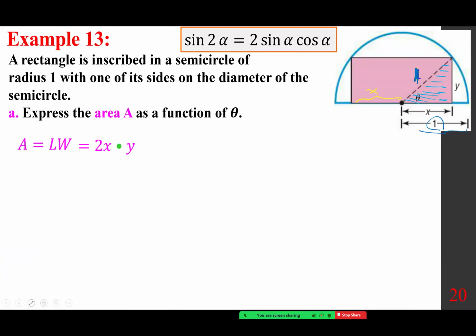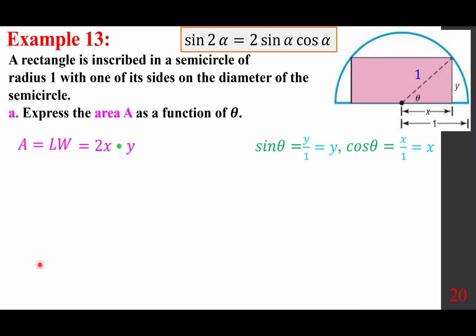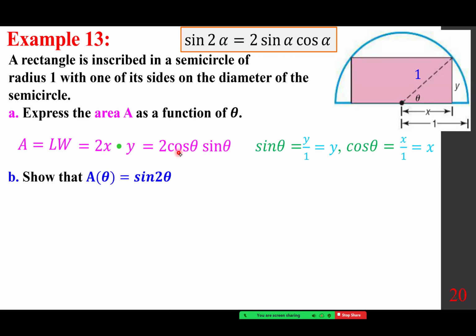So this is 1. Sine theta and cosine theta. Sine theta is y over 1, or y. Cosine theta is x over 1, or x. So we are going to replace the x with cosine, y with sine. We get 2 cosine theta sine theta. It doesn't matter in which order. This is sine of 2 theta. So the second part says show that this is just sine of 2 theta. That's what it is.